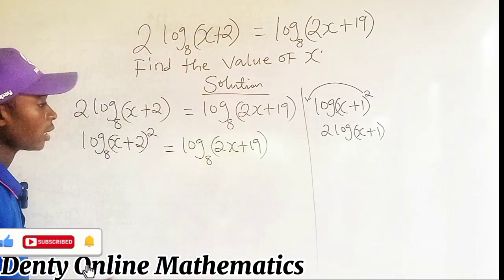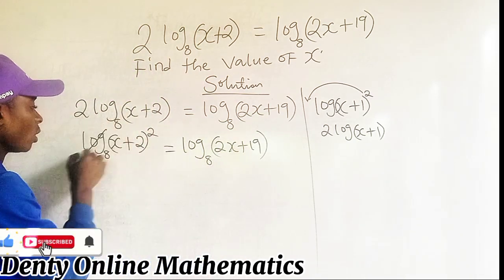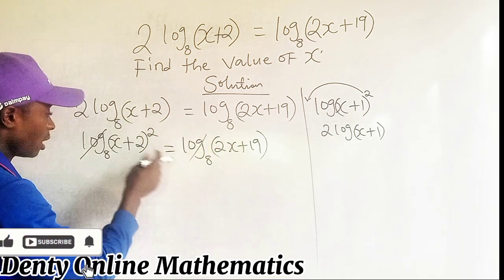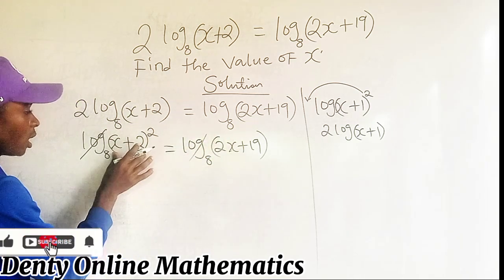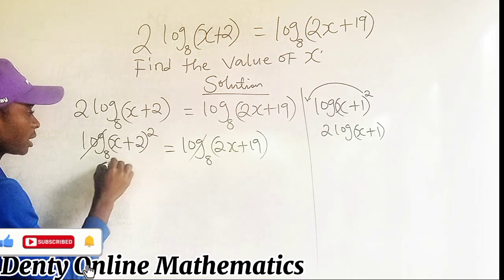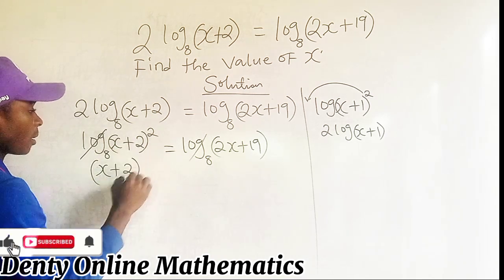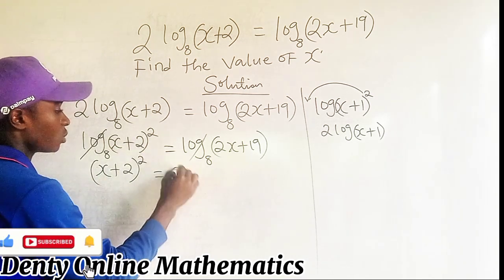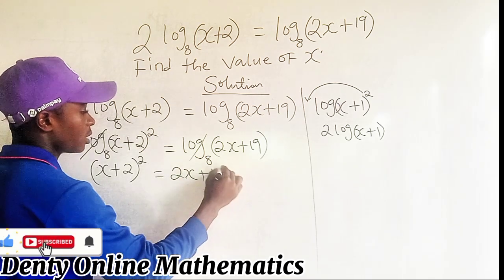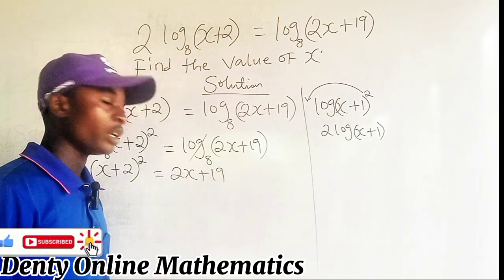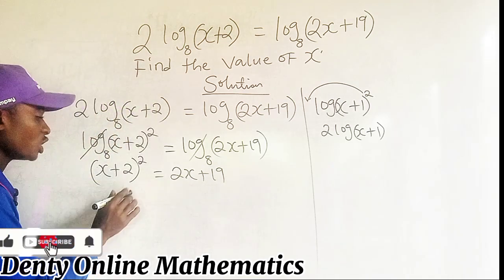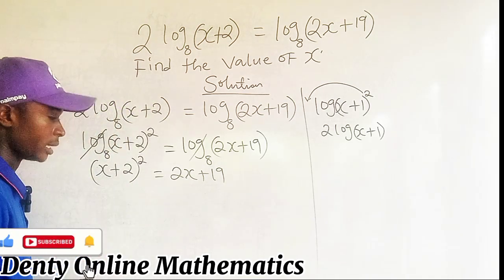Now what we are going to do is cancel out the log base 8 on both sides, and work with these two arguments, which is (x plus 2) all squared to be equal to 2x plus 19. Now remember, we are looking for the value of x. So what we can now do at this point is to expand these brackets.